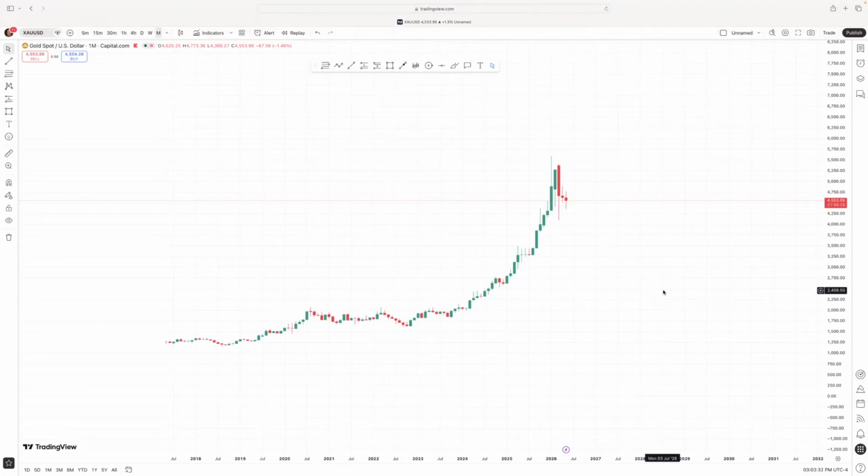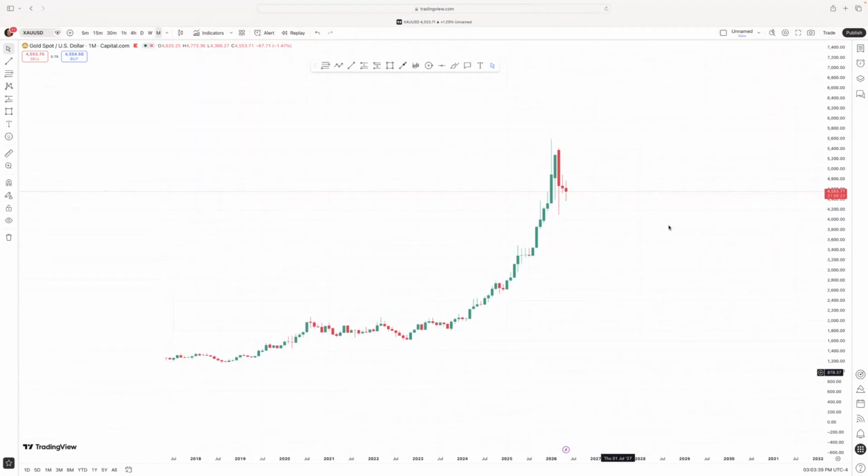So monthly time frame, we're going to start here. We understand that gold has been super bullish the last couple of months. So that's something that you want to keep in the back of your mind, right? Higher time frame, very bullish. Okay. I'm not going to add anything on the monthly time frame.